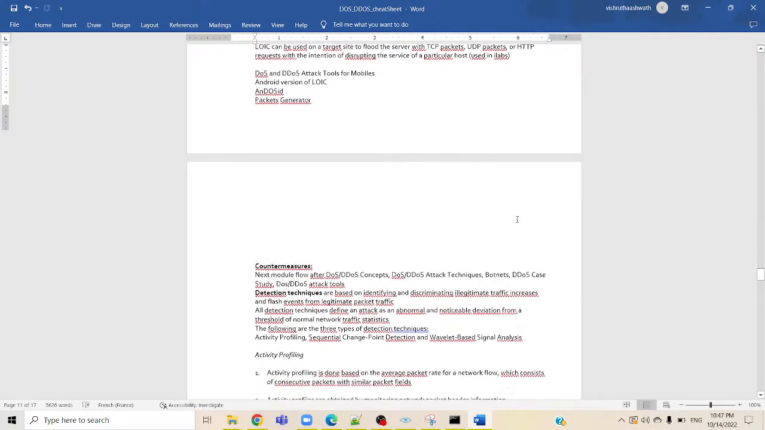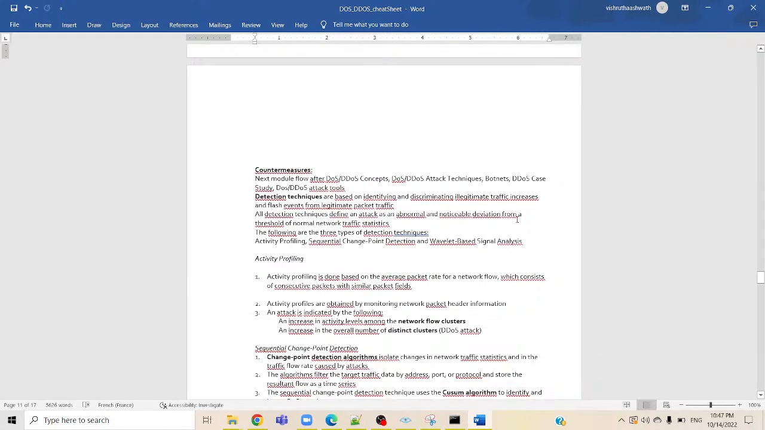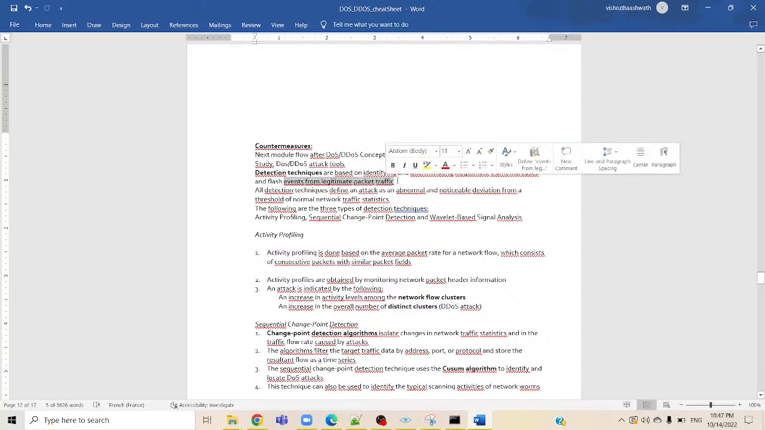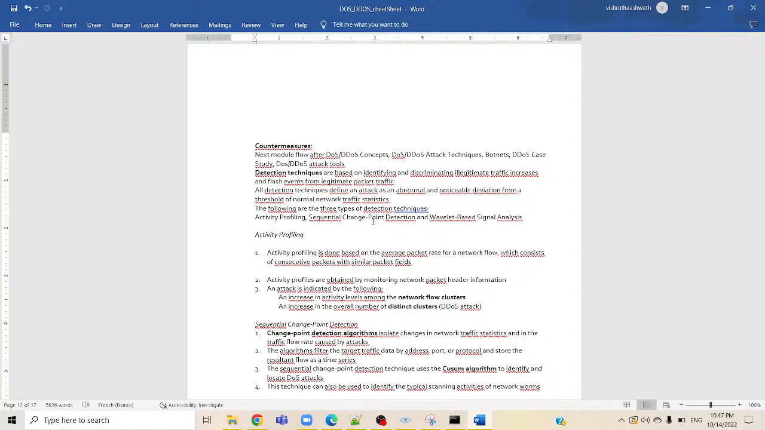So, countermeasures. This is the next module after DoS/DDoS attack tools. First, we will discuss the detection techniques. Detection techniques are based on identifying and discriminating illegitimate traffic increases and flash events from legitimate packet traffic.